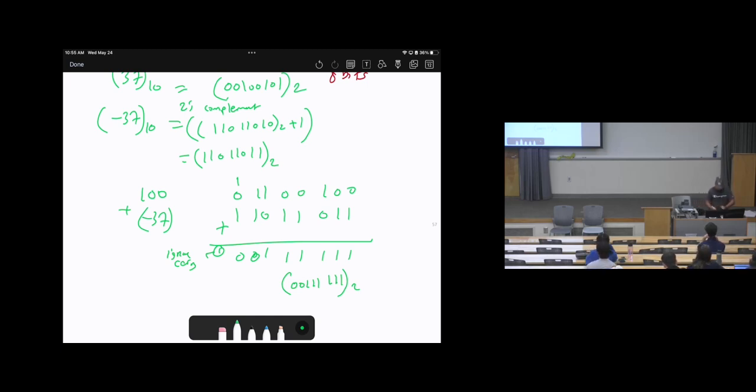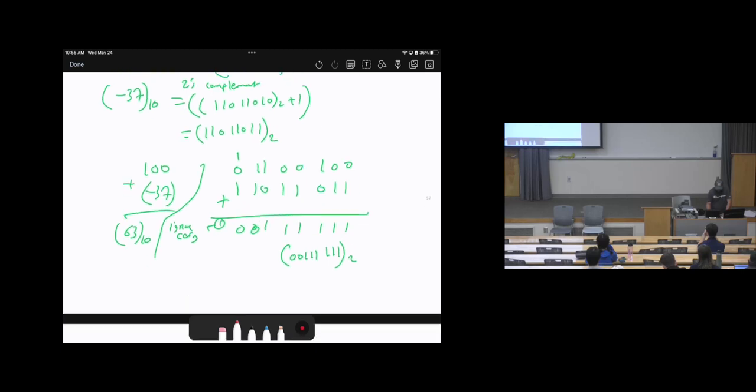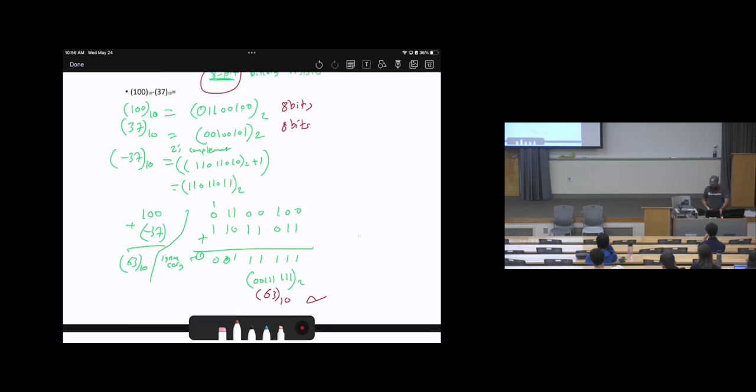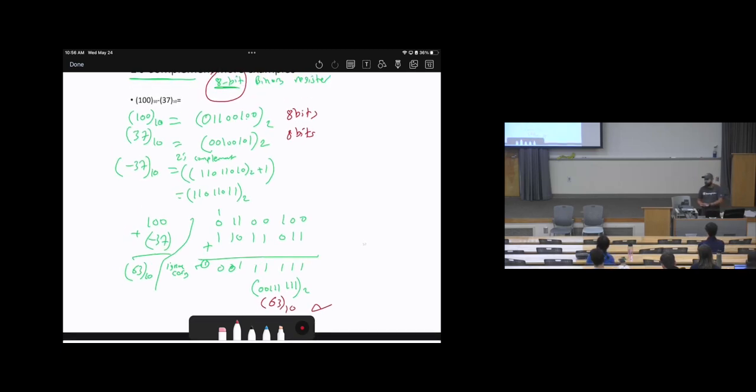Validate the answer. 100 minus 37 is 63. Now, if the question says validate your answer, convert this from binary to decimal, and it should be 63. It must be 63. Then we can say our answer is correct. So, okay, this is clear?